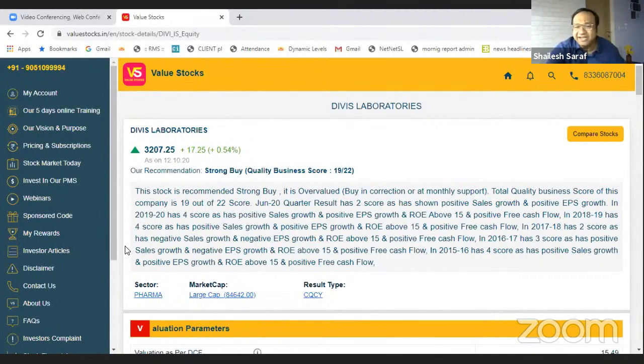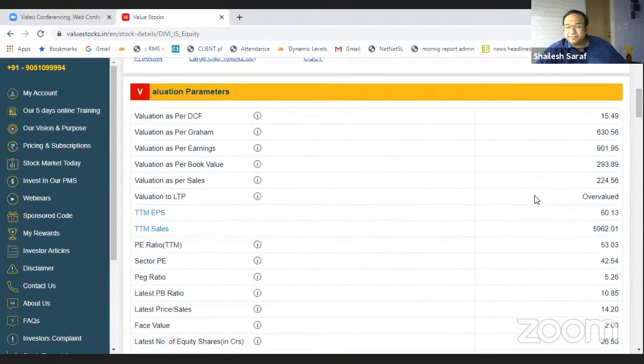Divi's Lab, again, great company. I have given strong buy. The business is 19 out of 22. Continuous growth, fantastic company. Okay, let's see the valuation now for Divi's Lab. It is overvalued. One thing to remember: the better the company, the higher its price will always be. Good companies' prices will not be cheap, so you'll always have to wait for a correction and then buy. Usually you can buy at the previous month low.